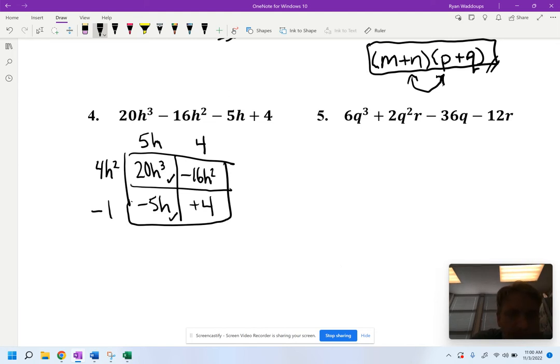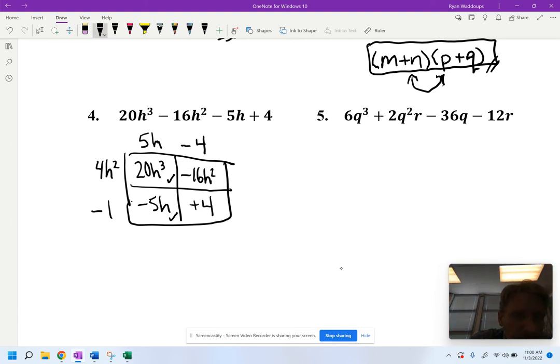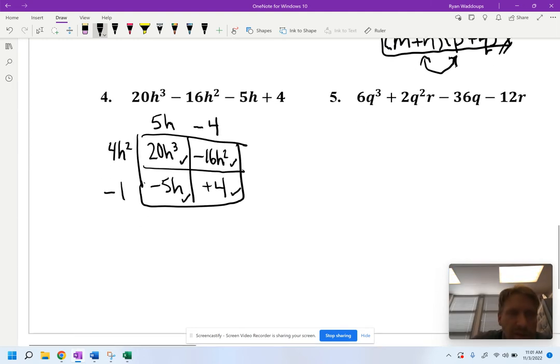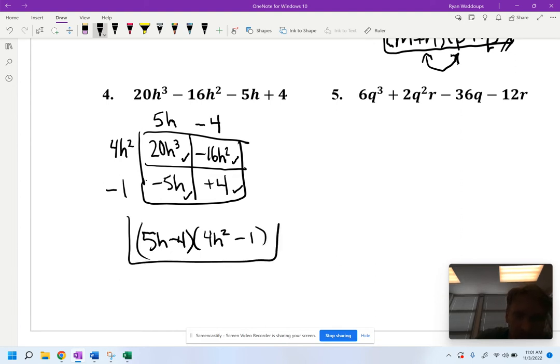So that now works. And 4 times 4h squared is 16h squared. And you need it to be negative, so I'm going to put a minus on the 4. Negative 4 times 4h squared is negative 16h squared. That works. And then negative 4 times negative 1 is positive 4, and that works as well. So now I can say my factors are 5h minus 4 times 4h squared minus 1. And that's this factored.